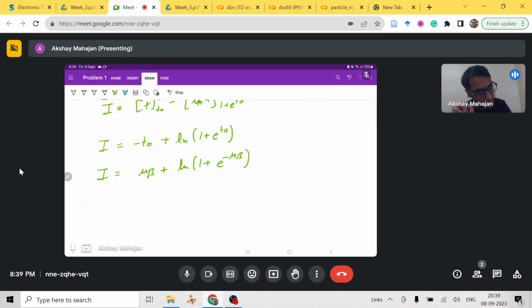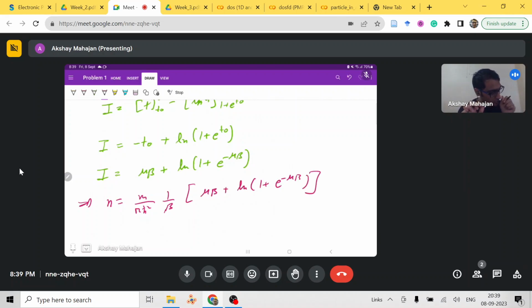So from here we come back to our n. Our n is equal to m upon pi h bar squared times 1 by beta times I, and I we have found to be equal to mu beta plus ln of 1 plus e to the power minus mu beta.